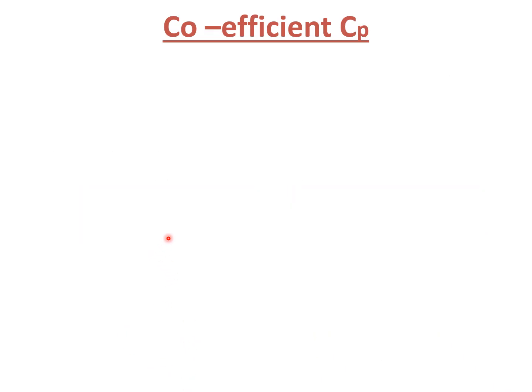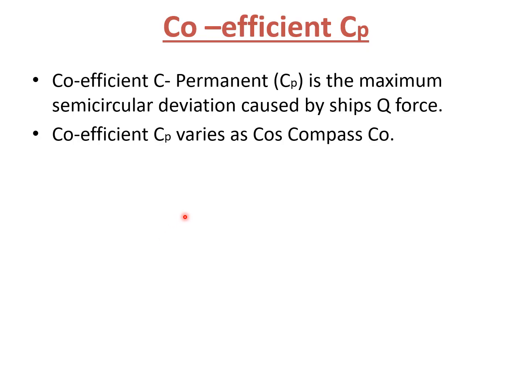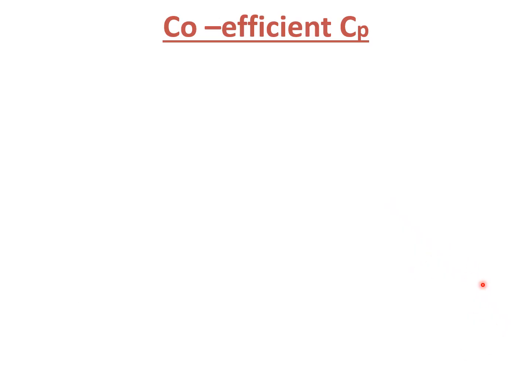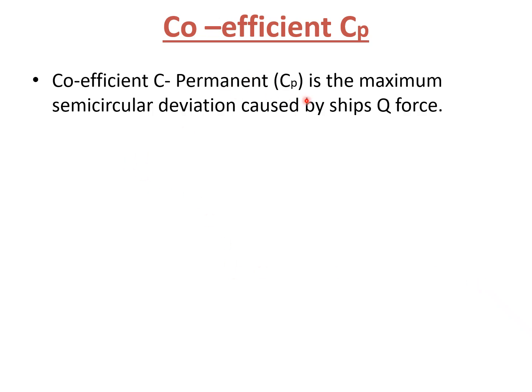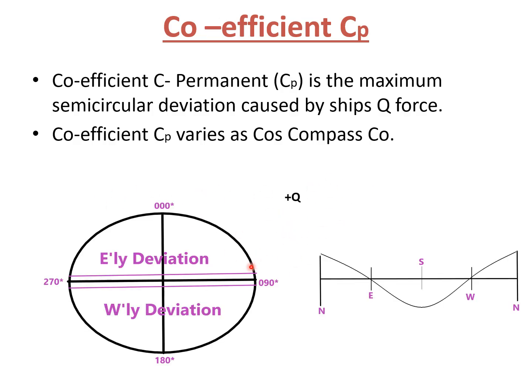What is coefficient C permanent? Coefficient C permanent is the maximum semicircular deviation caused by the ship's Q force, and coefficient C permanent varies as cos compass course, right? And it will give us a curve like that, and we have solved this curve in the previous classes. If you look at your notes, you'll find this curve, right? And this curve is for plus Q force, right? And coefficient CP varies as cos compass course, right? And we have seen this curve, we have done this slide before.